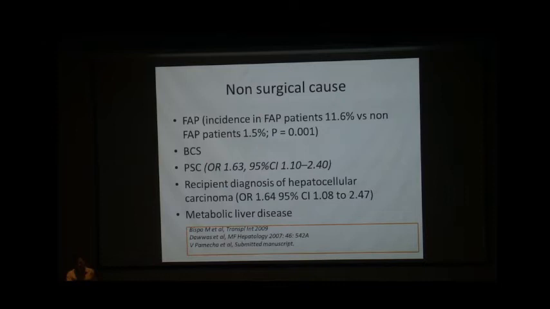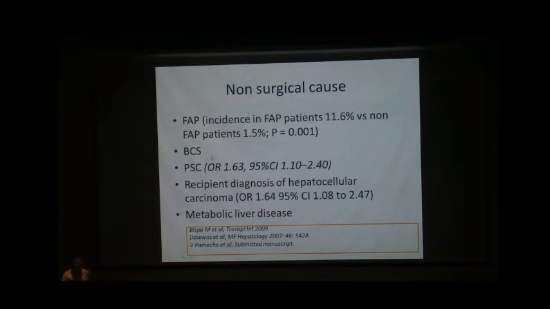These are the non-surgical causes which can still be associated with HAT, and we need to take anticipatory measures in these patients, like familial amyloid polyneuropathy. One study published from Portugal, where this disease is so common, found that the incidence of HAT is 11.6% in comparison to 1.5% in non-FAP patients.